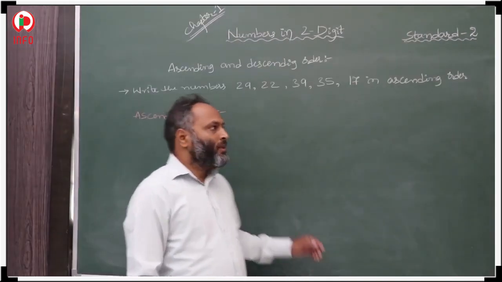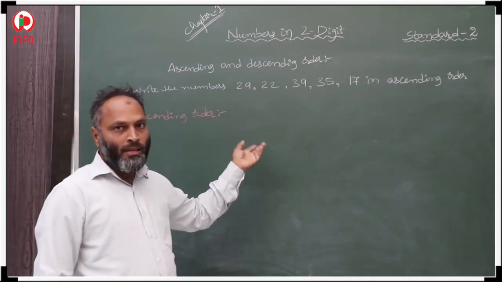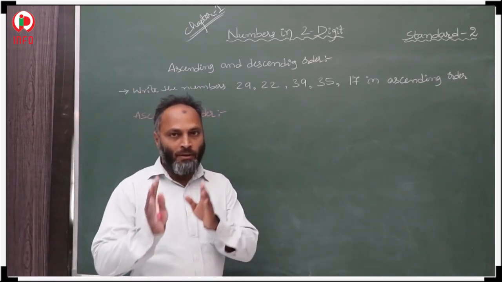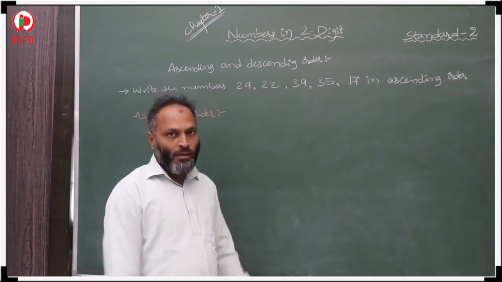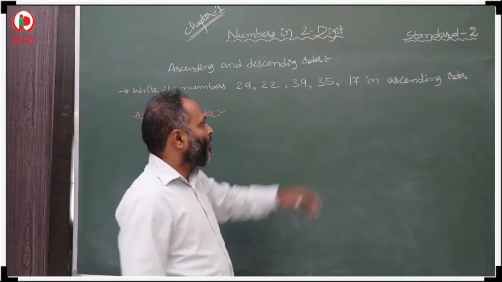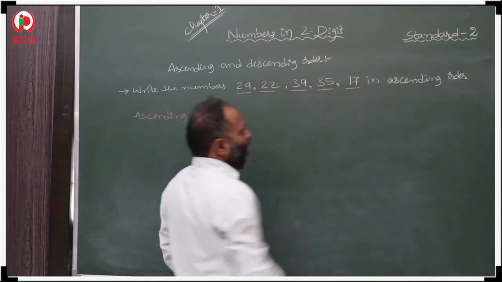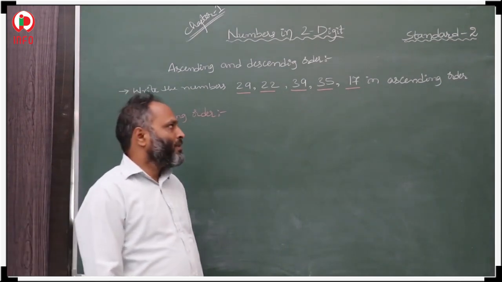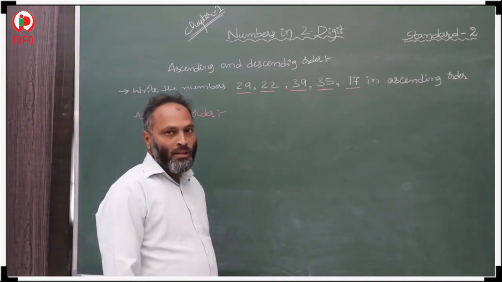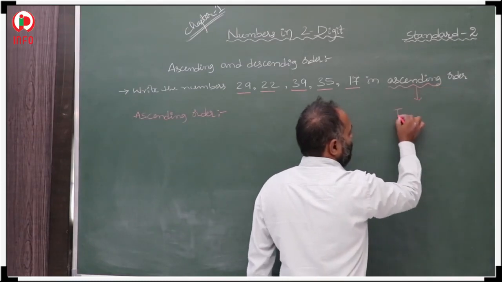Now students, see. Comparison of numbers. How to compare? Less than, greater than, equal to. If two-digit numbers are given, which one is less and which one is bigger? So we understood. Now here some numbers were given, 5 numbers in total. These 5 numbers we have to arrange in ascending order. Ascending order means increasing order.